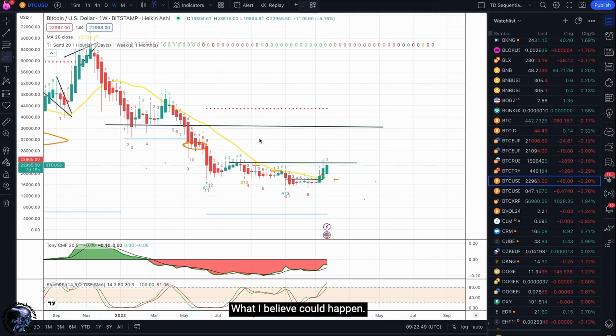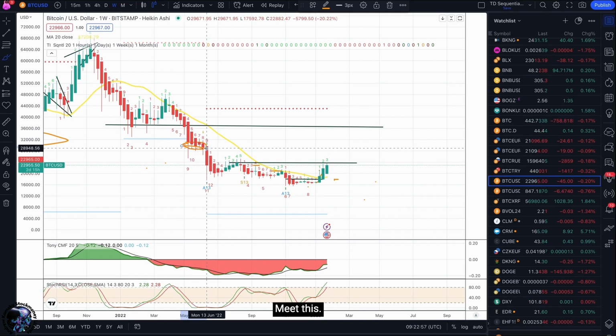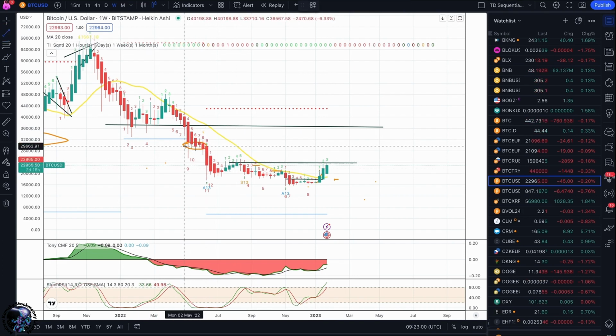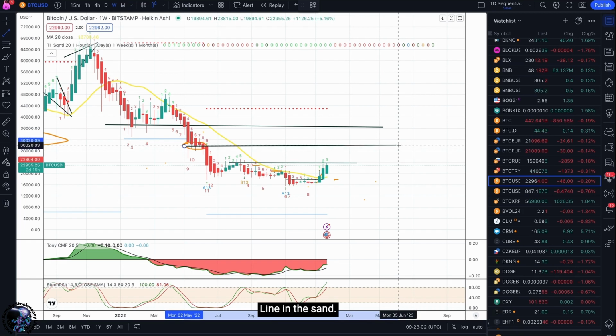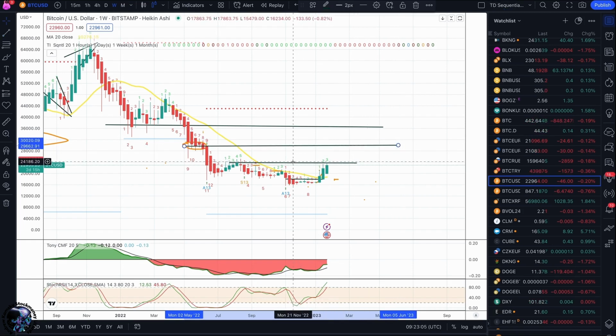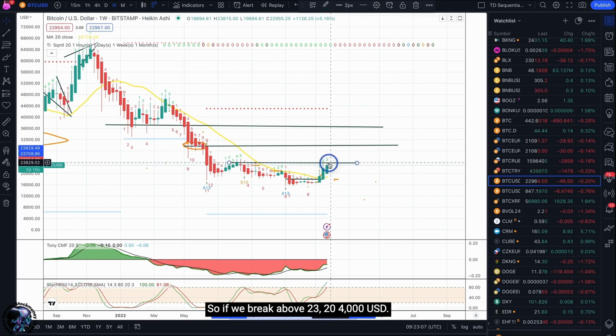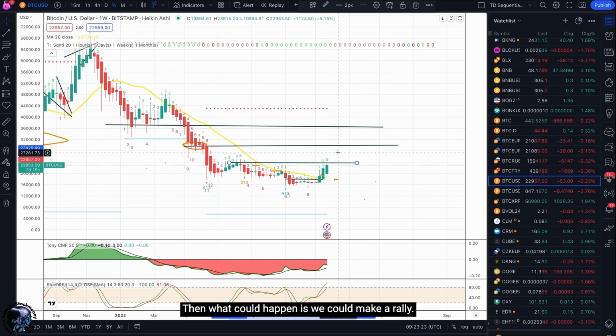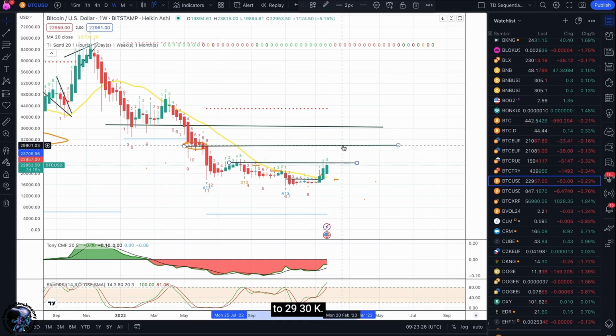what I believe could happen if we break above this level is that we meet this line in the sand, and that's 30,000. So if we break above 24,000 USD and we hold, it's super important you hold. And by holding, I mean you go up and the candle closes above your resistance line. Then what could happen is we could make a rally to 29-30K.